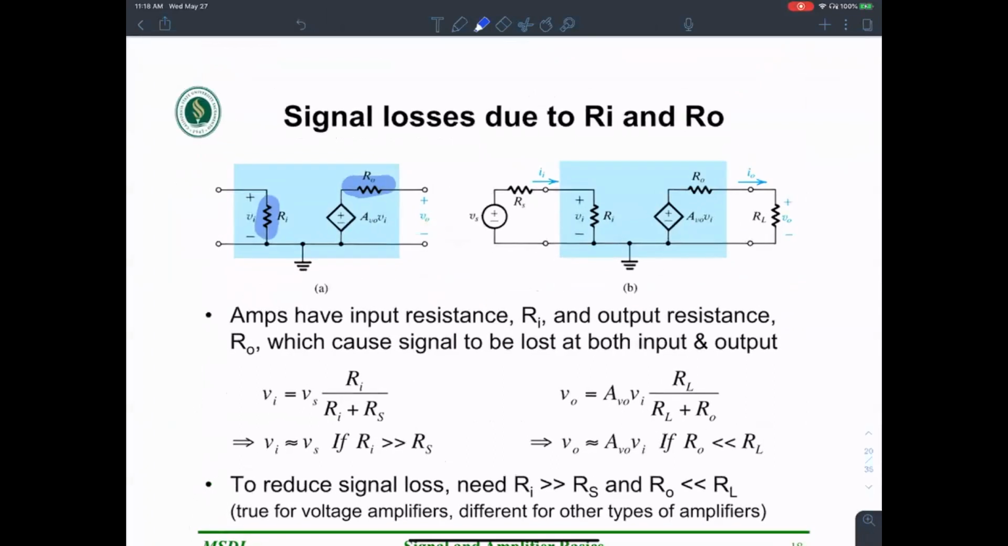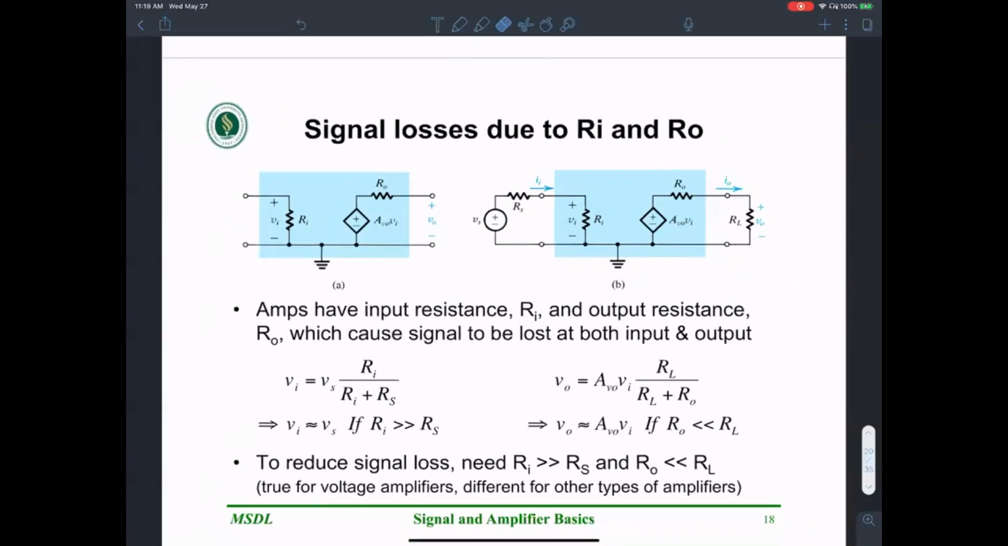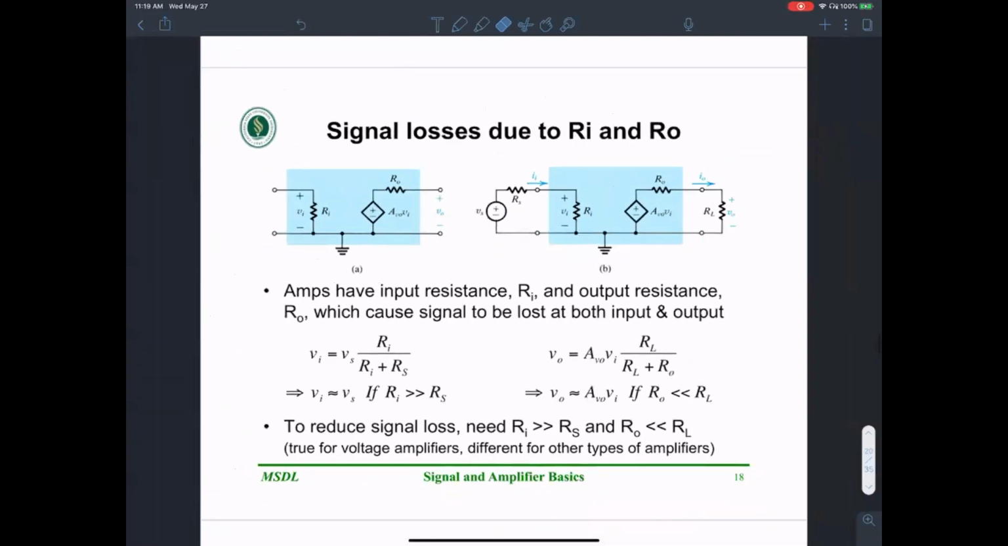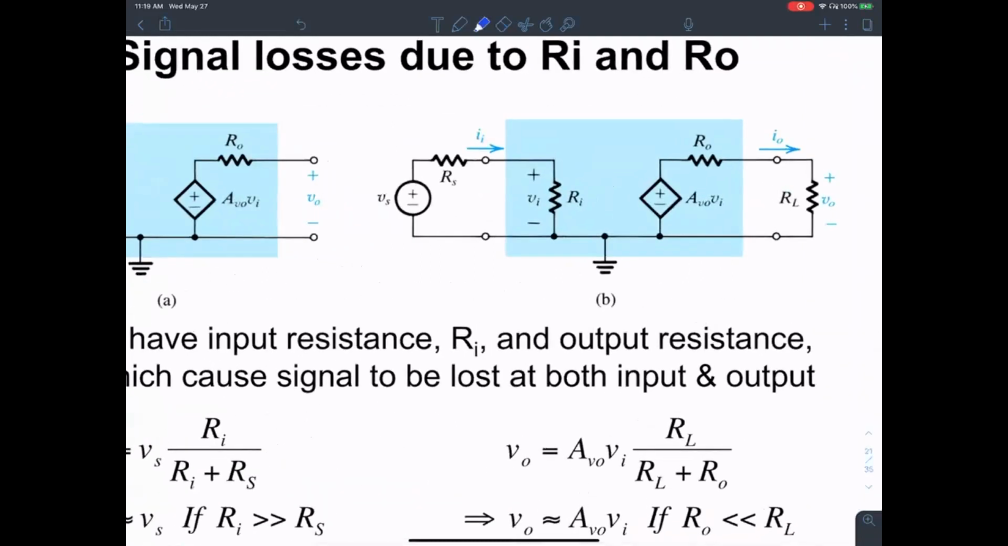Earlier, I mentioned that some of the signal can be lost because of RS. The same could happen when we connect them to amplifiers. So let's see which causes the input signals. Let's say I apply a voltage Vs. The voltage that I am applying is Vs, right? But what do you think is the voltage that the resistance Ri is seeing?